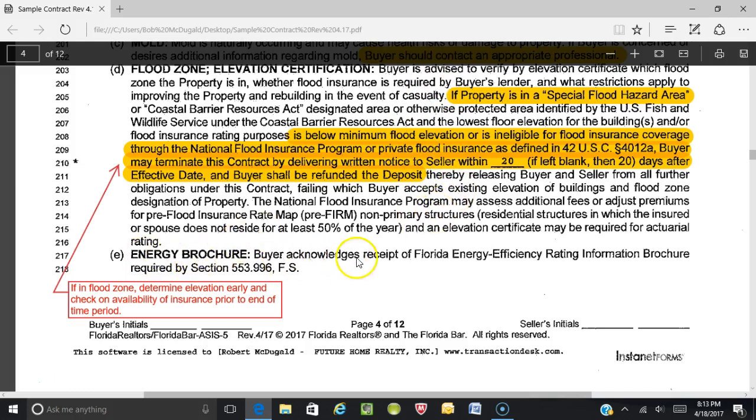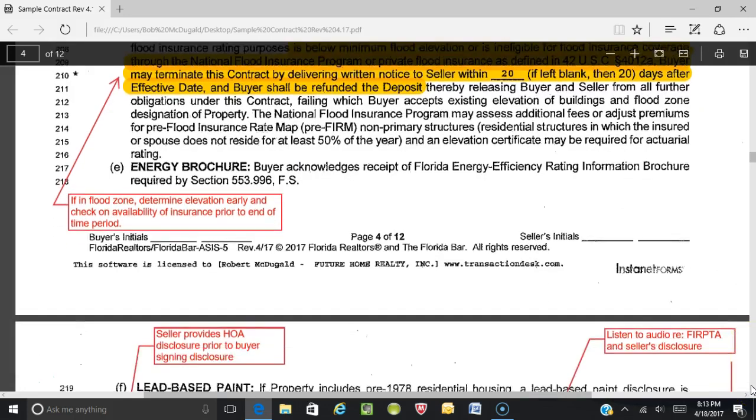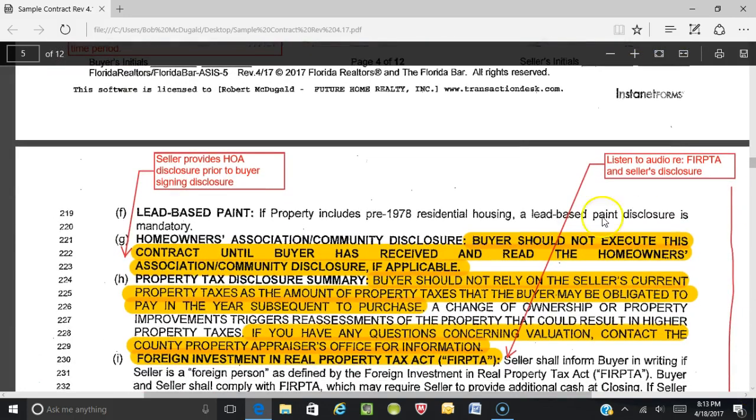Energy brochure just says buyer acknowledges receipt of the Florida Energy Rating Information Brochure, which is a matter of public record about determining energy efficiency. Lead-based paint. If the property includes pre-1978 residential housing, a lead-based paint disclosure is mandatory. We all know that if it's built prior to 78, regardless if it's been repainted several times or whatever the case may be, a lead-based paint addendum will need to be created, which we can cover later.